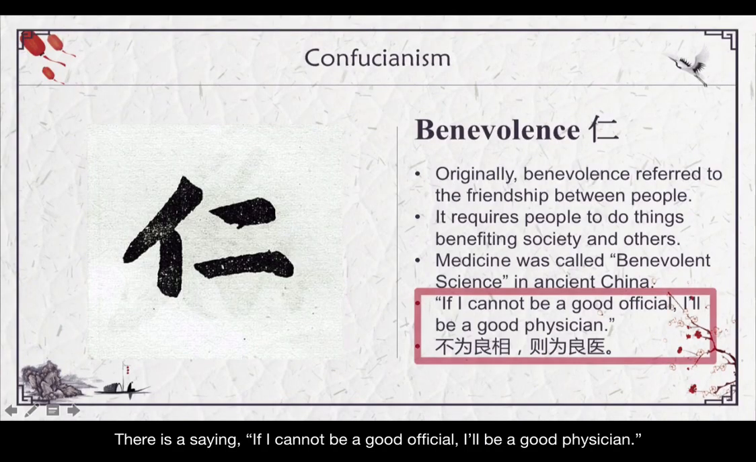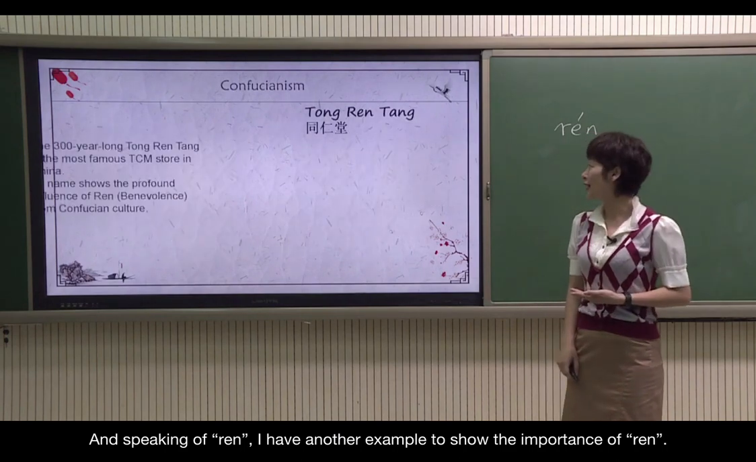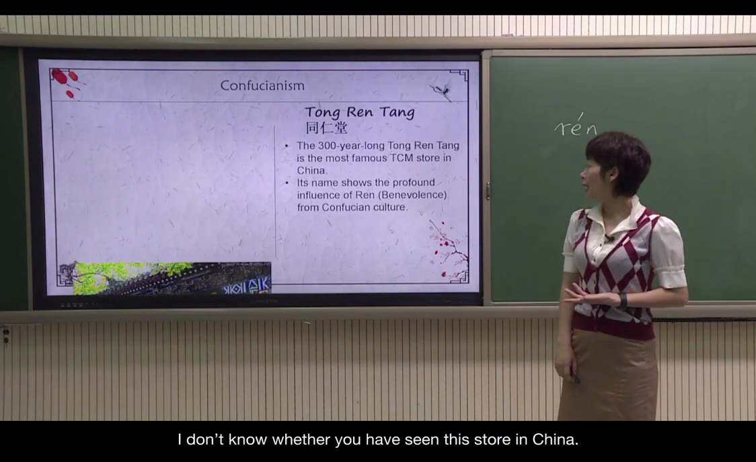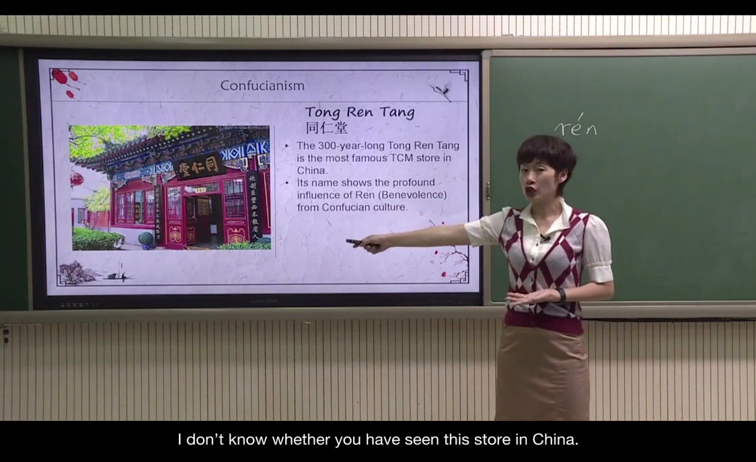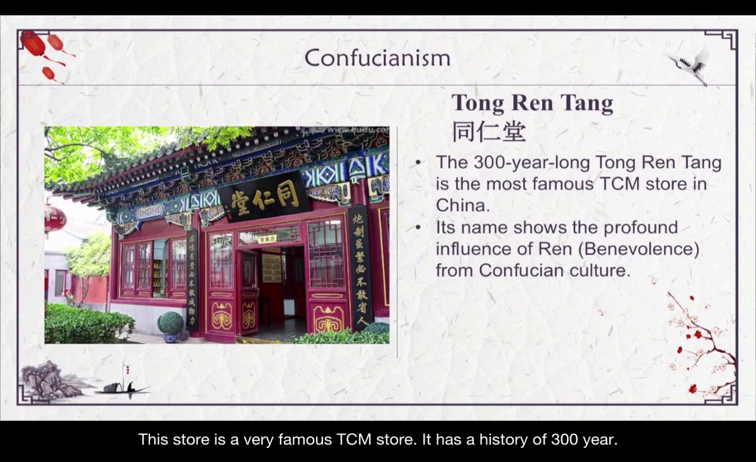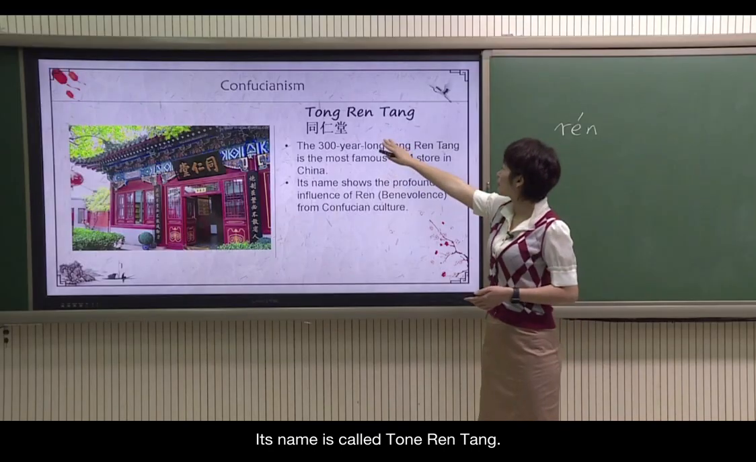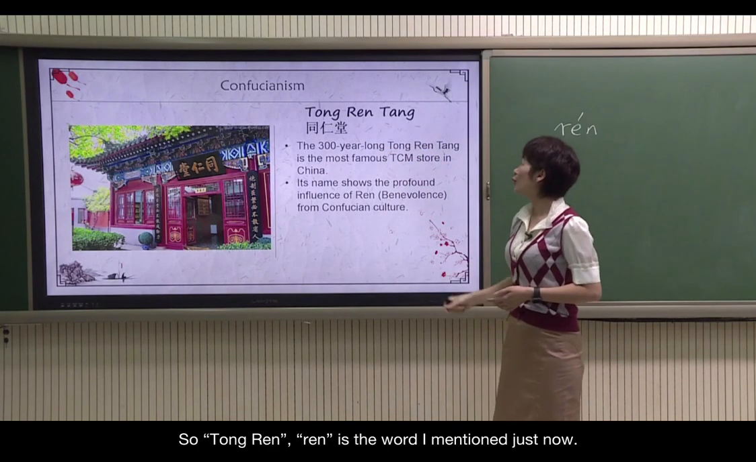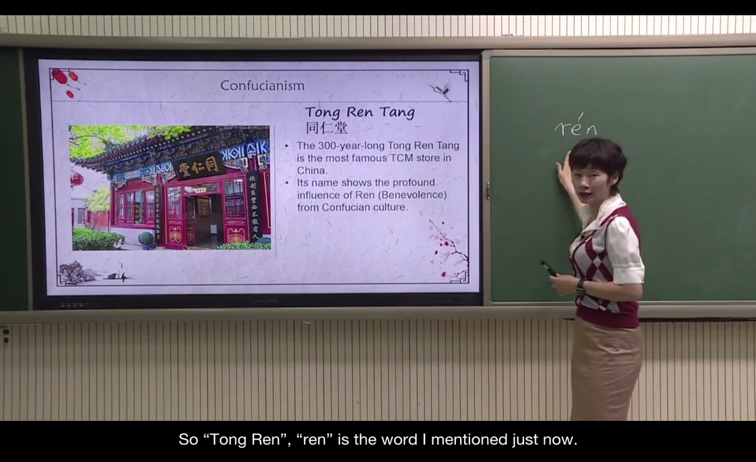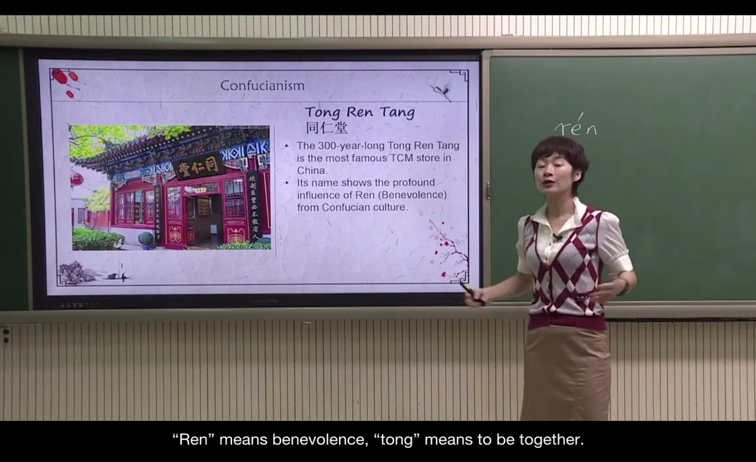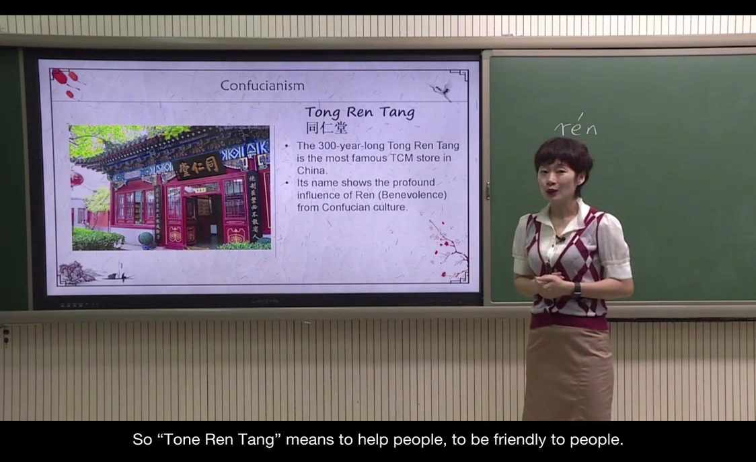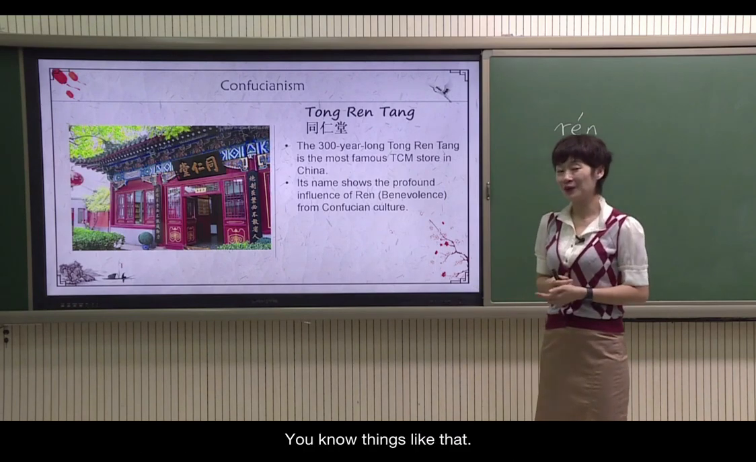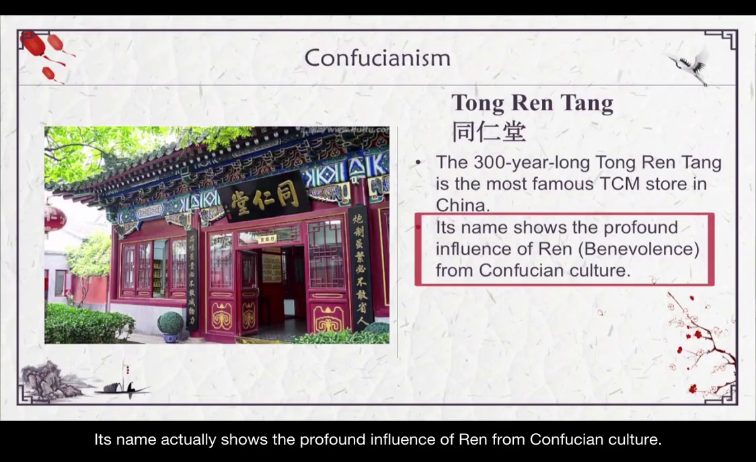So there's a saying, if I cannot be a good official, I will be a good physician. And speaking of Ren, I have another example to show the importance of Ren. I don't know whether you have seen this story in China. This story is a very famous traditional Chinese medicine story. It has the history of 300 years old, and its name is called Tong Ren Tang. So Tong Ren, Ren is the word I mentioned just now. Ren means benevolence, right? Tong means to be together. So Tong Ren Tang means to help people, to be friendly to people, things like that. So its name actually shows the profound influence of Ren from Confucian culture.